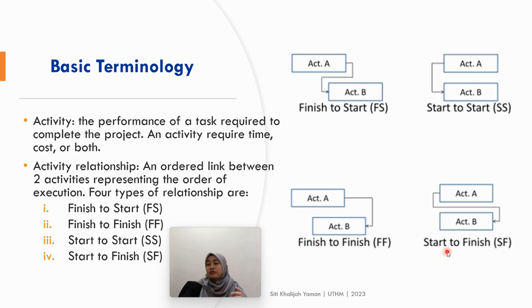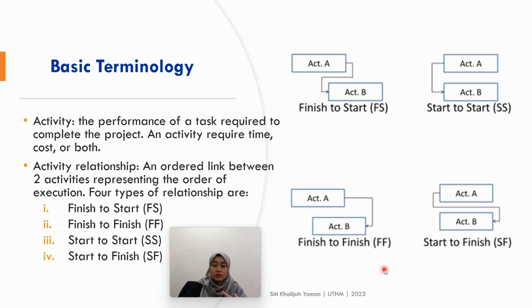And finally, start to finish relationship: you start activity A, and at the same time you must finish activity B. For example, you want to start the external fence brickwork, and before that, at the same time, you must finish the undercoat, or first coat, of the external painting. That is an example of start to finish relationship.